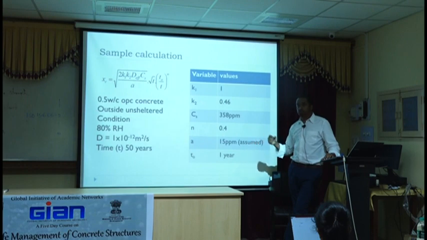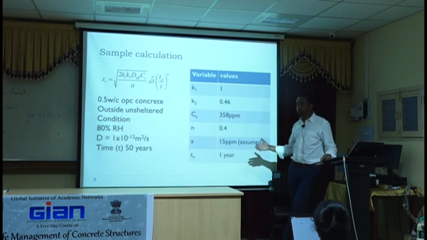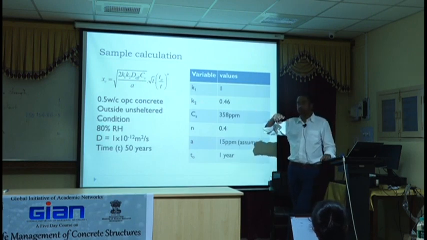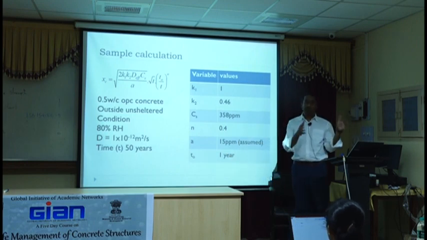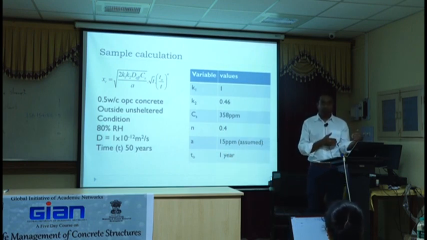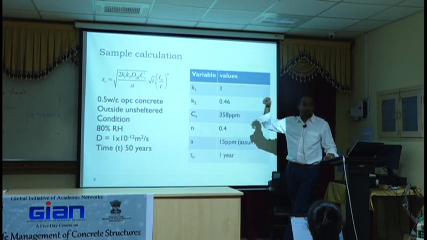T naught represents the time in which the concrete will be shielded, protected. So if your exposure time is 28 days, then that's what it should be. So you made the concrete, 28 days you protected the concrete and you removed everything. That is your time 0. Okay. Also the time at which you measured your diffusion coefficient.